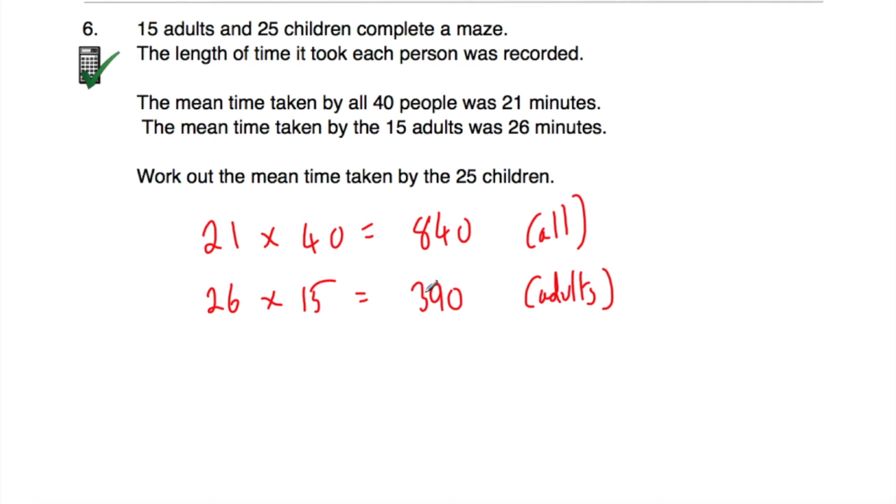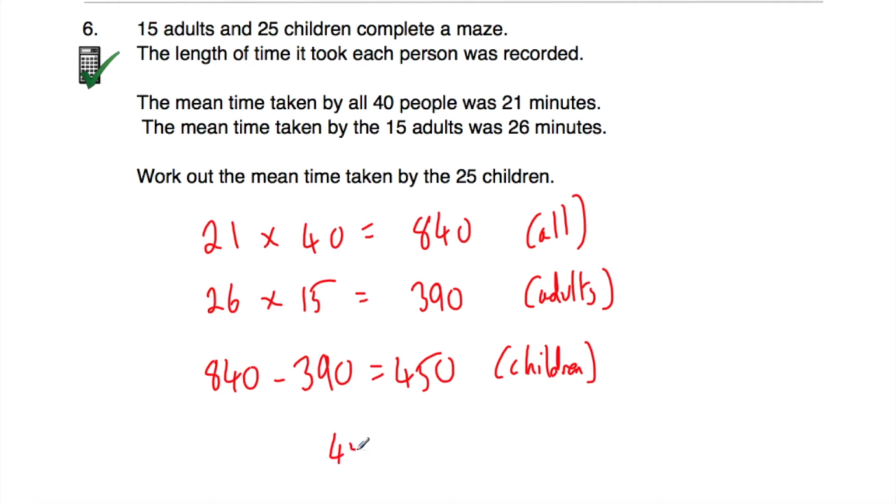If we take those away, then that'll tell us how long it took the children in total to complete the maze. So 840 subtract 390 is equal to 450. So it took the children in total 450 minutes. Now, there's 25 children. So if we divide the total by how many children there are, that'll be the mean time taken by the children. So 450 divided by 25 is equal to 18. So the mean time taken by the children is 18 minutes, and that's it.